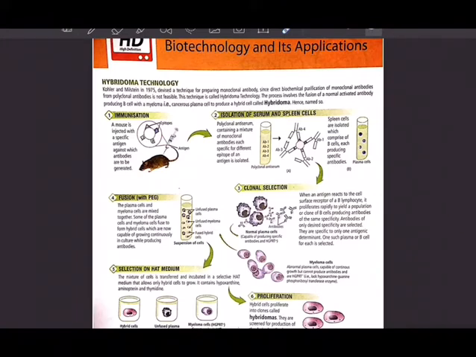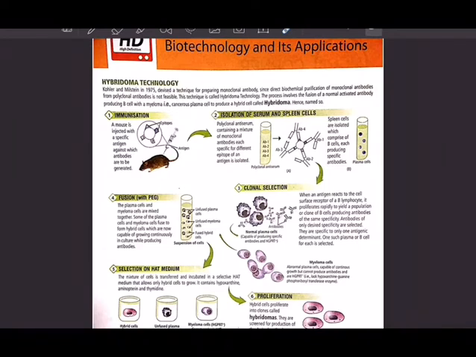The process involves the fusion of normal activated antibody-producing B cells with myeloma. What is this myeloma? A cancerous plasma cell, to produce a hybrid cell called hybridoma. Hence it is appropriately named Hybridoma Technology. So what is it we are doing here? First step, immunization. A mouse is injected with a specific antigen against which antibodies are to be generated. You can see here the specific antigen is injected. And what are those epitopes?